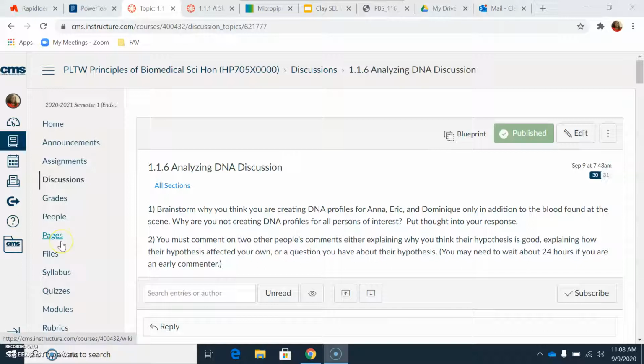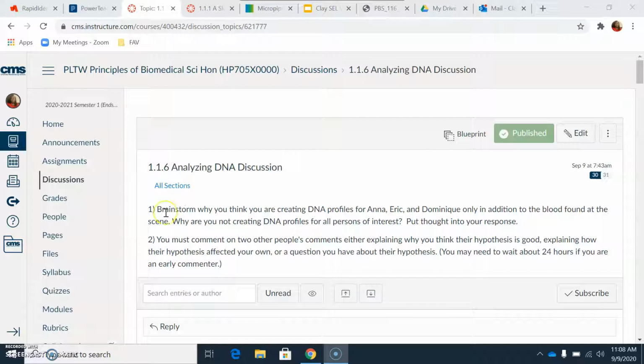We're going to start off with the warm-up. The warm-up is in the discussions area of the course, and today's warm-up is 1.1.6, Analyzing DNA Discussion. And this is about the activity we're going into involving 1.1.6.